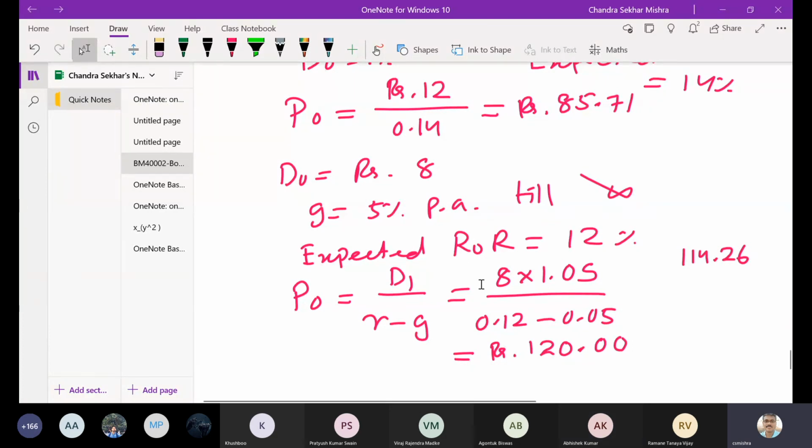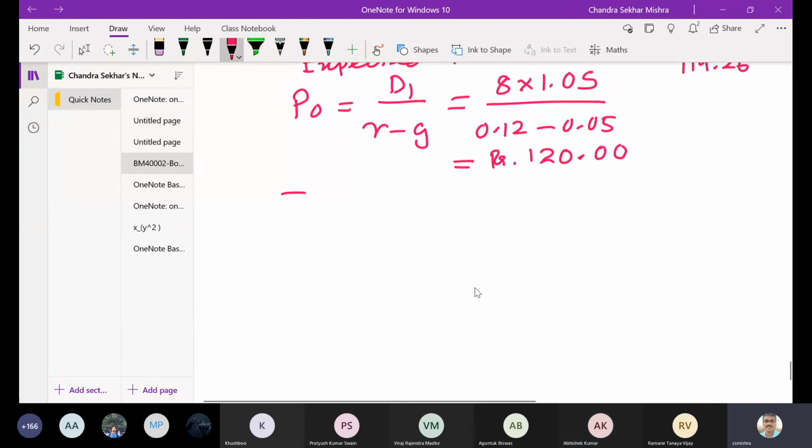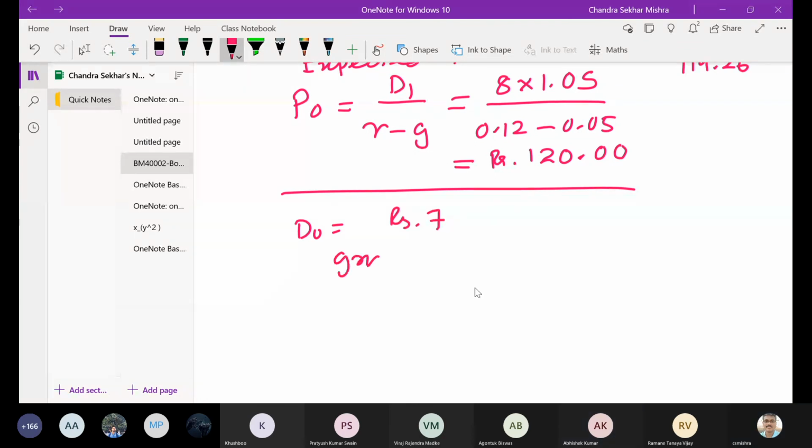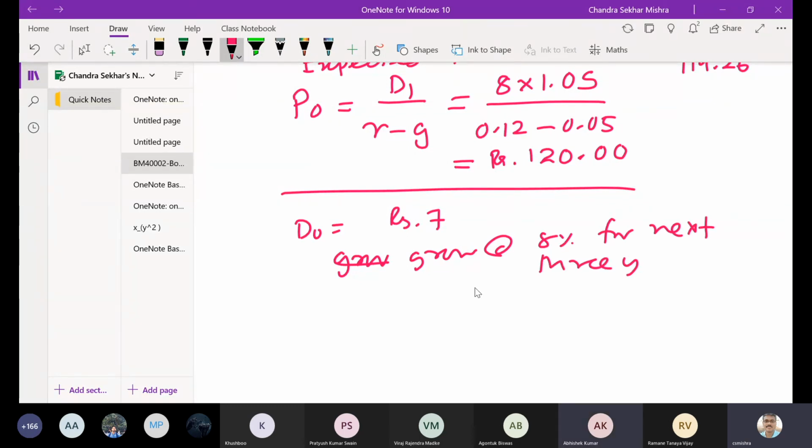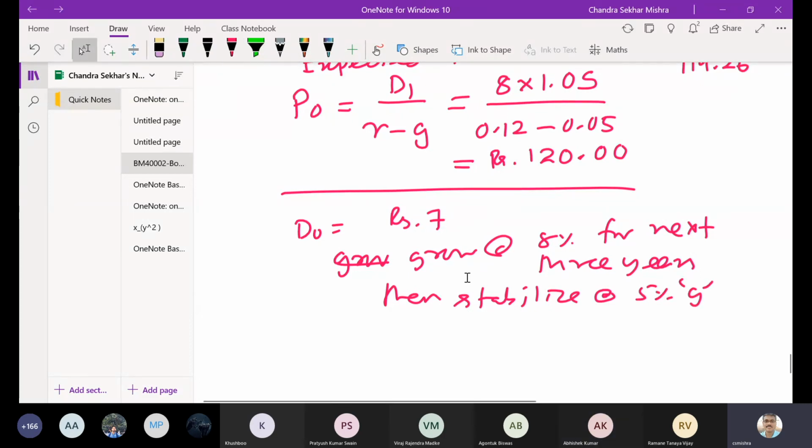Next I'll do this. D0 is equal to, let's say, rupees 7. It will grow at 8% for the next 3 years and then stabilize at 5% growth. What will be the value then? How do I do that?